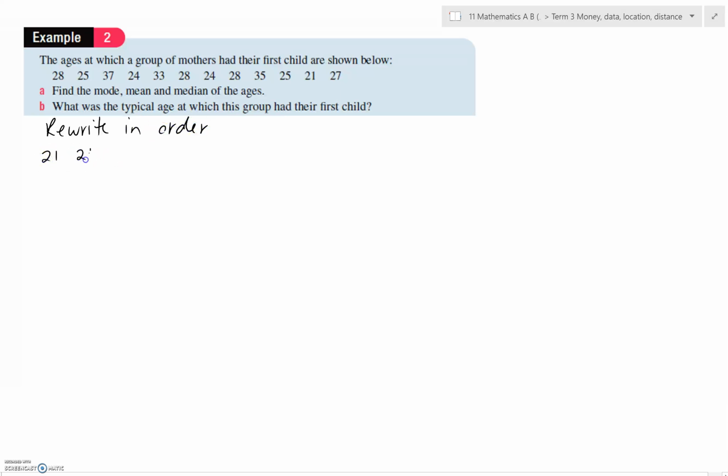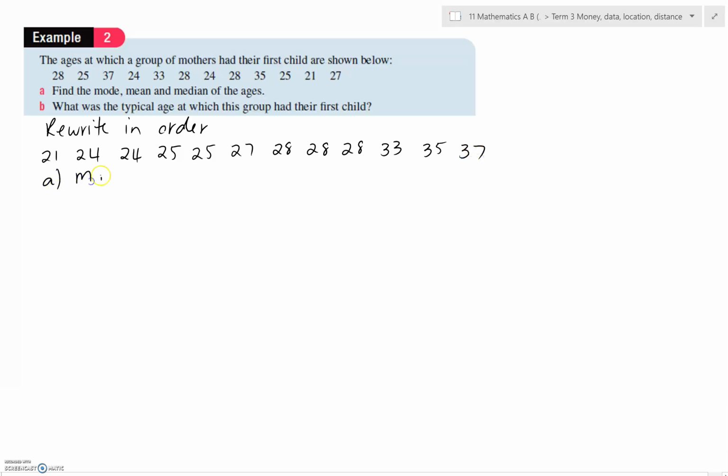Now, you don't actually need to do this to find the mean, of course, or even the mode, although it can help with finding the mode, but you definitely need to do this to find the median. So I'm just going to do it at the start and I'll use that for all of it.